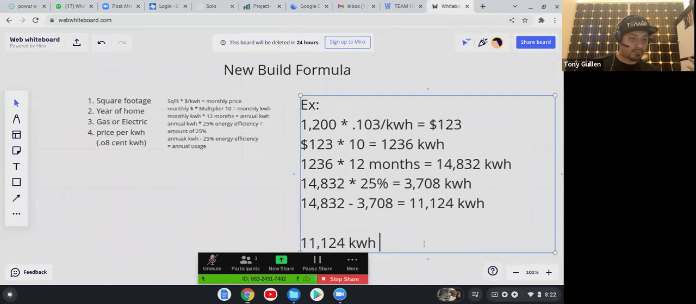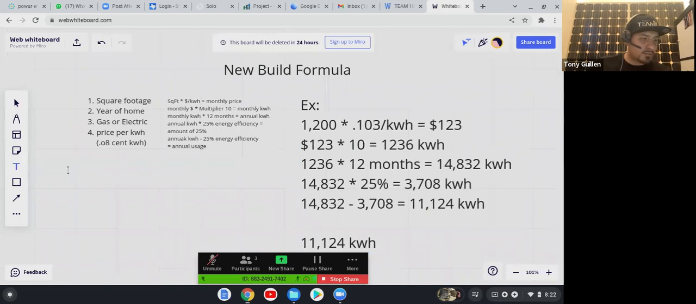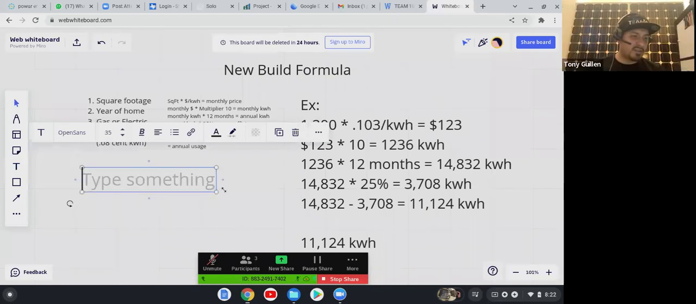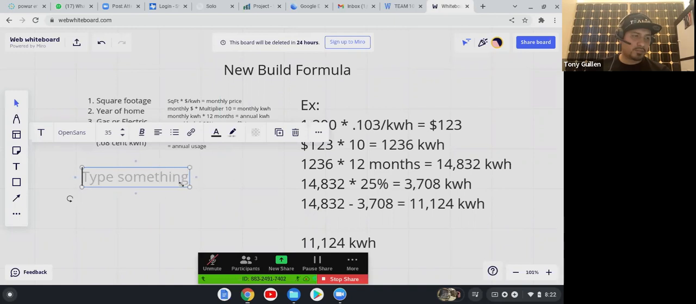Okay. Remember, this is for the Texas market, because not all markets are the same, since all the markets work differently on energy. But here in Texas, this formula is about 85% accurate, because there are a lot of variables too, like how many people are actually going to live in the house. But this will give us a good idea.